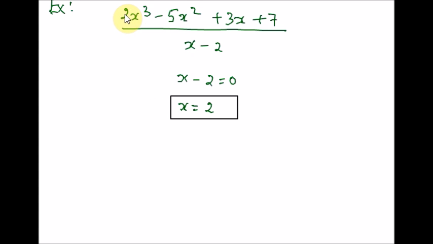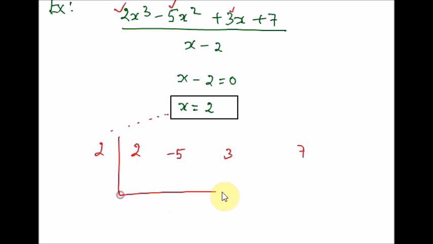Let me now list out all the coefficients. 2, -5, 3 and 7, and the number is 2. This is the number I'm writing. Okay, we have set up the problem correctly. Once the problem is set up correctly, bring the leading coefficient, that is the first number 2, straight down.